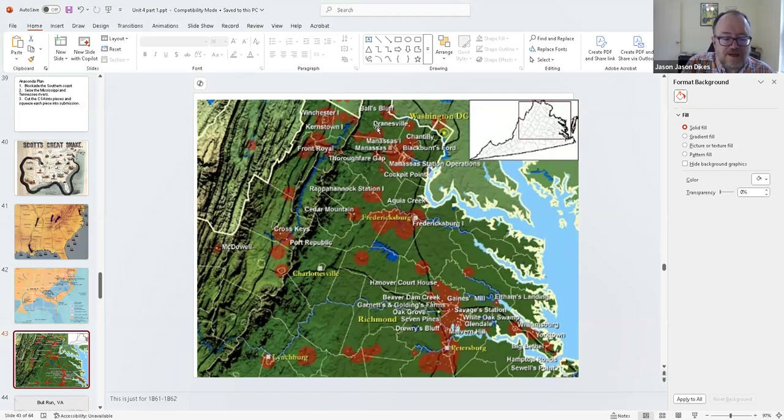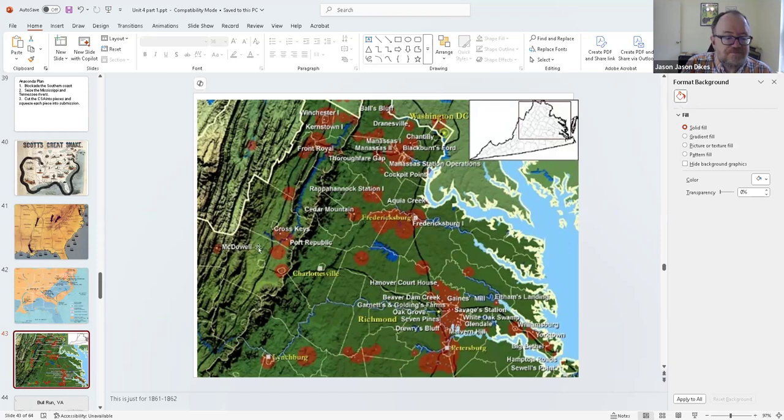This map is only these spots that are where the fights, that's only for 1 year. This is only for 1862. So 1861 and 1862. So Manassas, Fredericksburg, all these places, the Peninsula Campaign down here, Lynchburg, Charlottesville, all these places in the Appalachian.